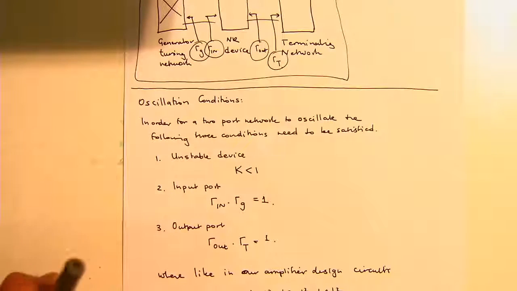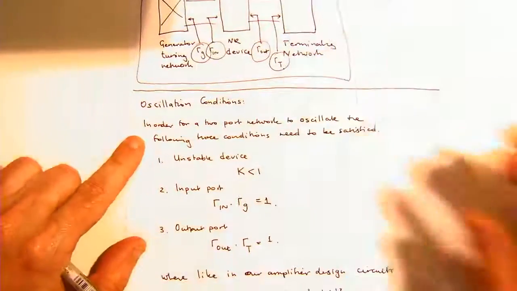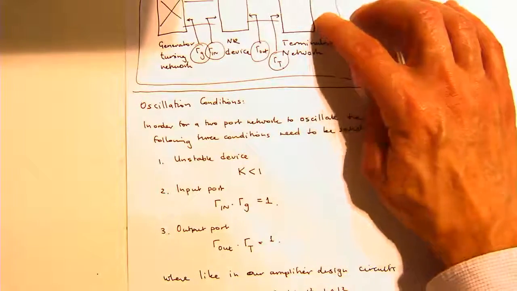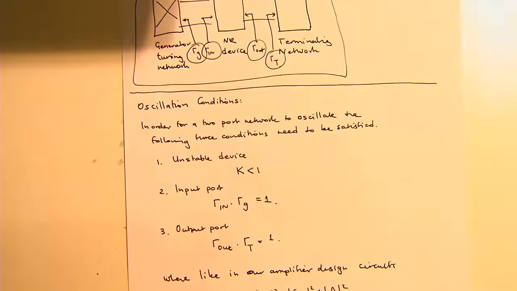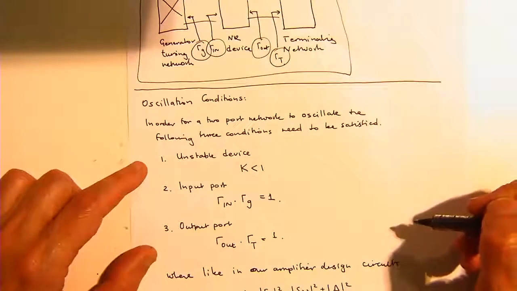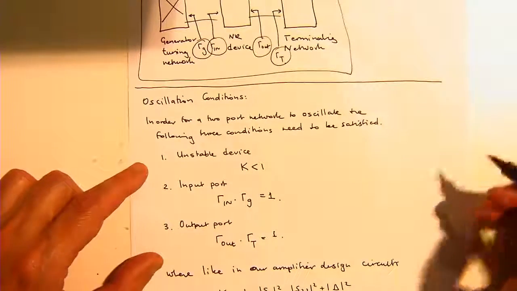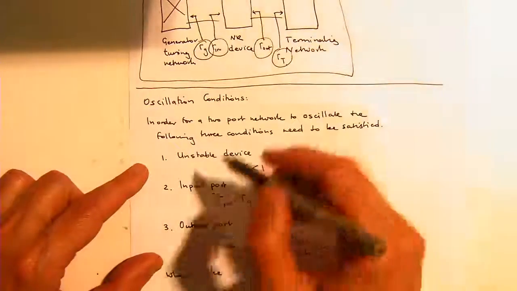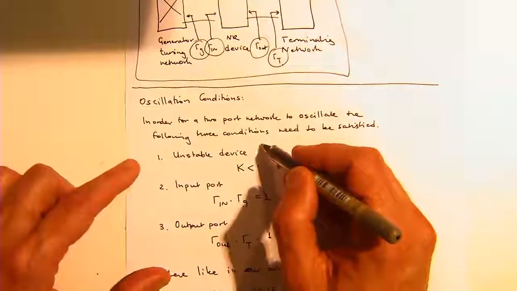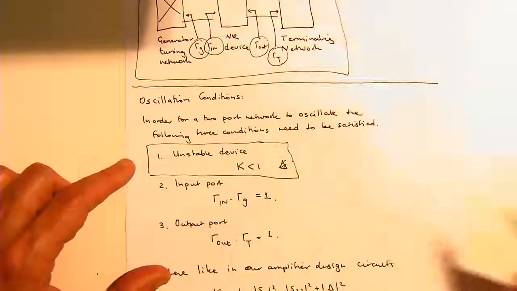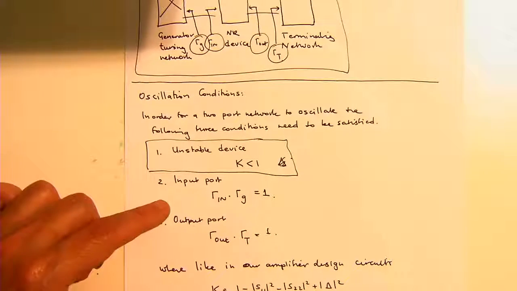Okay, so now let's talk about the oscillation conditions. Here I've got this two-port network. When can we guarantee that this two-port network oscillates? In order to ensure that it oscillates, we need the following conditions. The first is that the device has to be unstable, so we need K to be less than 1.